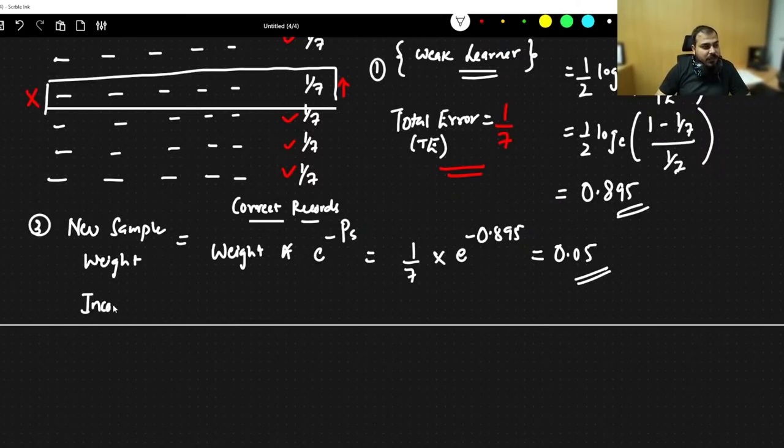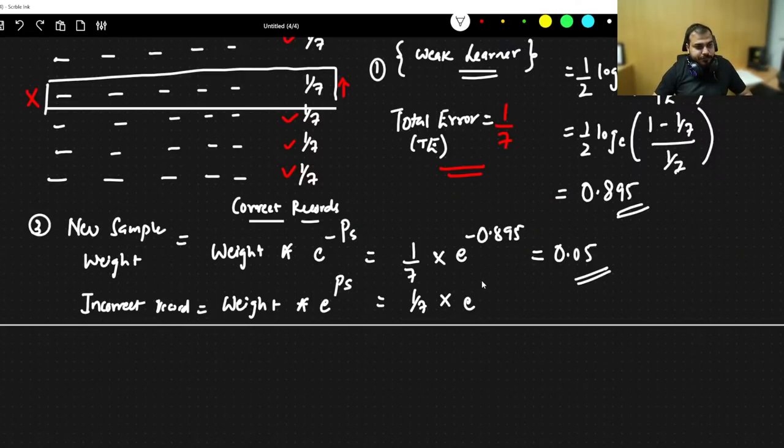What about incorrect records? For the incorrect records, the formula that we are going to apply is multiplied by e to the power of plus PS, not minus PS, plus PS. So here I'll write 1 by 7 multiplied by e to the power of 0.895. If I calculate this, I'm going to get 0.349. So these two are the weights that I have got.